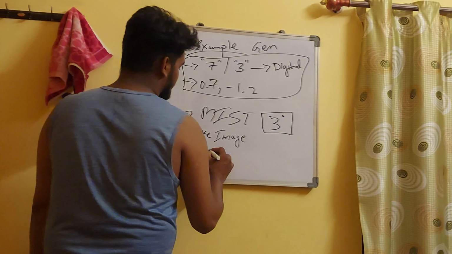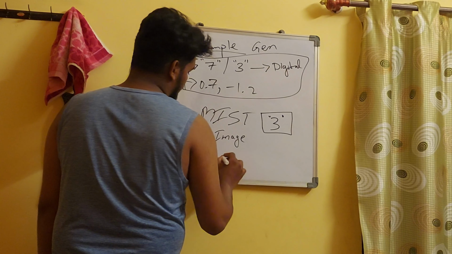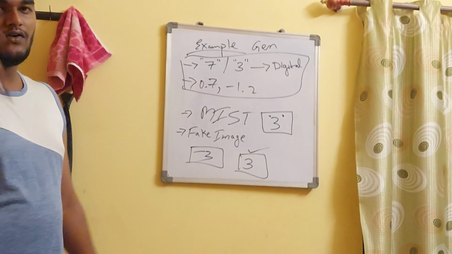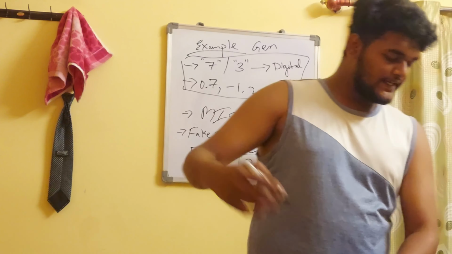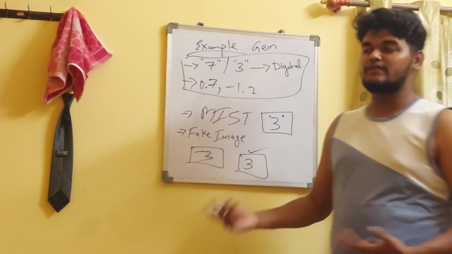Sorry, I will write here that this is a 3 and this is a 3. So which one will be the real image here? Obviously this one. If you are this, contact me, we need to talk again. Then over time the fake digit starts to look more and more real.